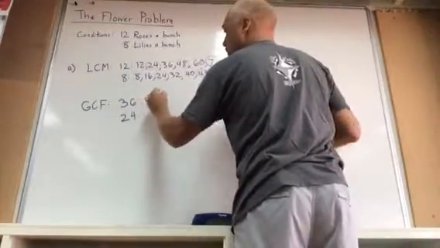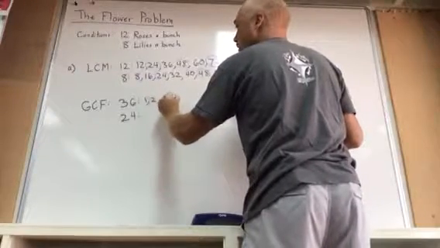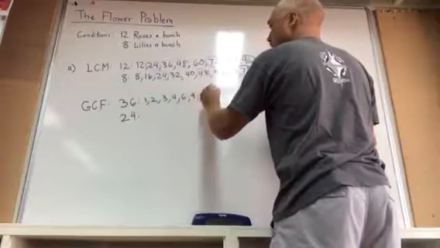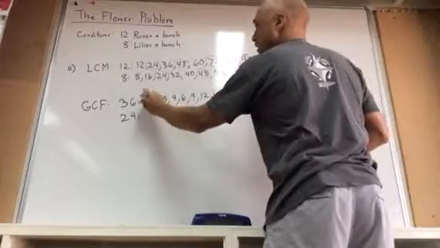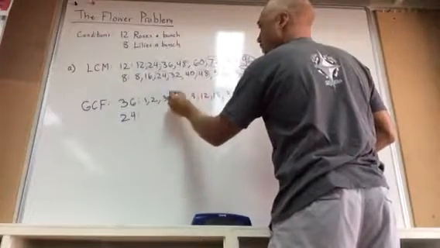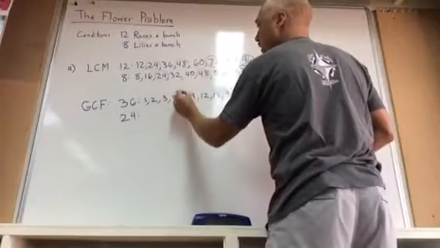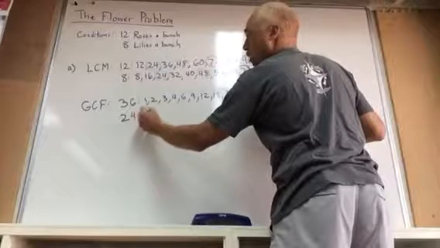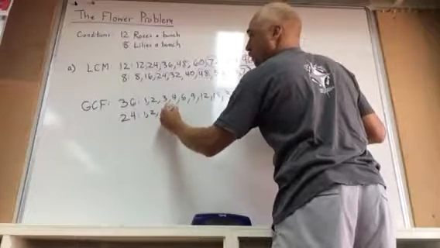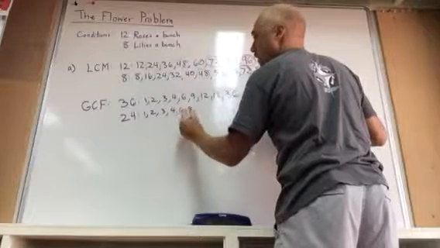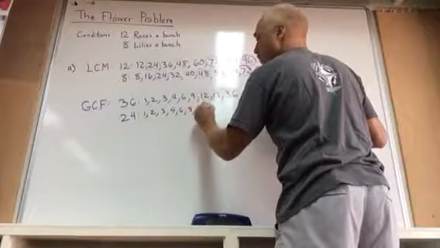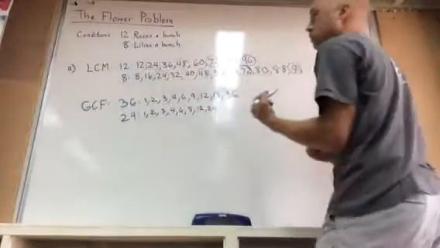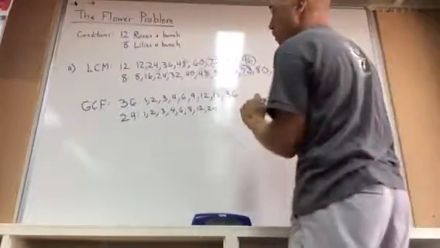1, 2, 3, 4, yes, 6, 9, 12, 18, and 36. I can check my work by making a rainbow: 3 times 12, 4 times 9, and 6 times 6. Oh, that makes this a square number. And now 24: 1, 2, 3, 4, 6, 8, 12, and 24. I could check that: 1 and 24, 2 and 12, 3 and 8, 4 and 6. So this one works. It's a composite number, but not a square number.